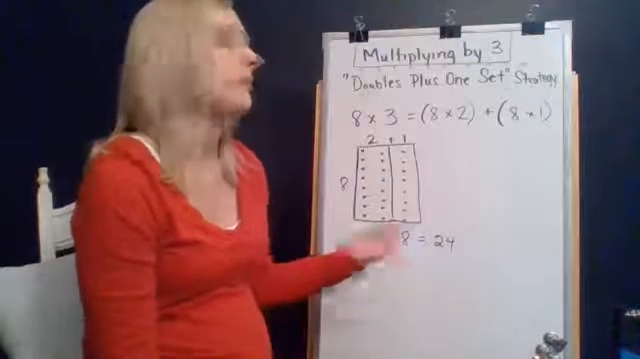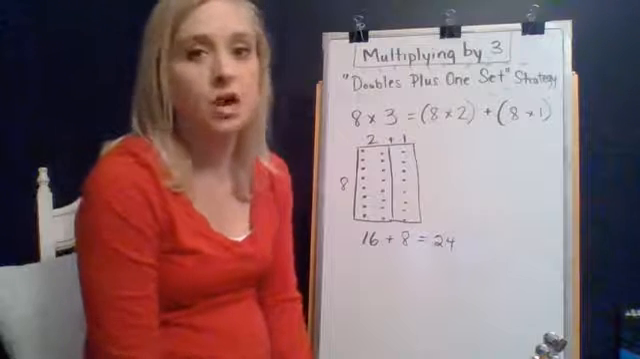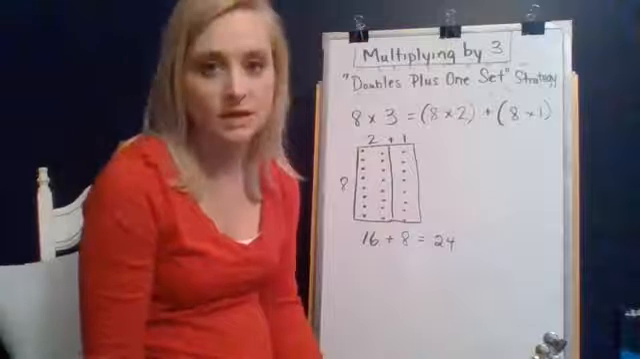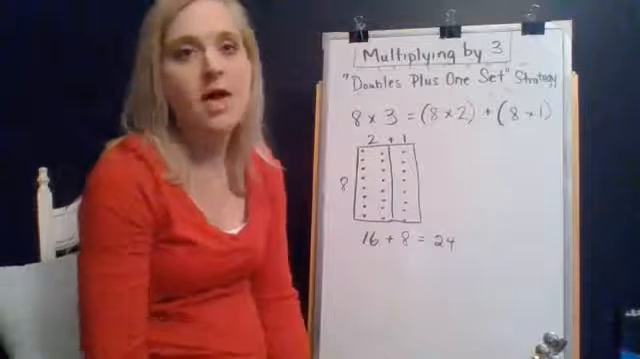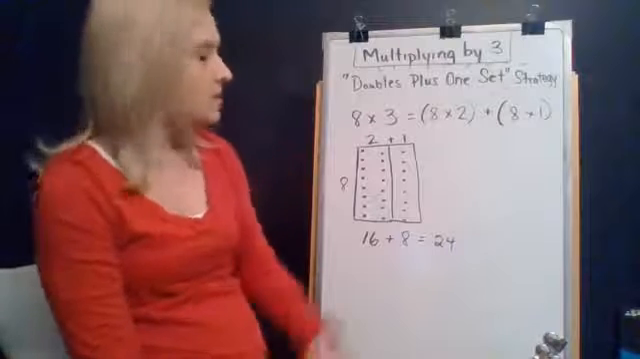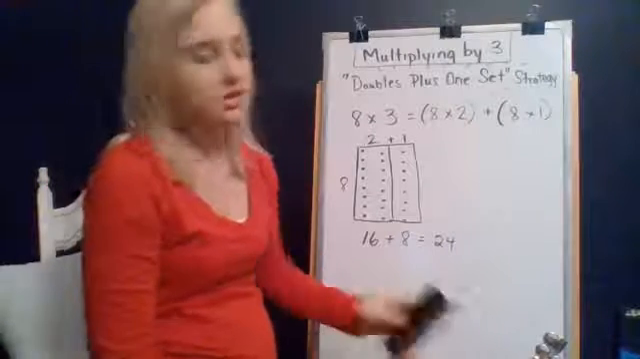Now this strategy can be used for any of your multiplication facts that involve 3. And actually, you can even use this strategy for larger numbers that you're multiplying by 3. Like, say, you want to multiply 24 times 3. You can double 24 and then add another set of 24, and that would give you 3 times 24. So it's a really cool strategy.